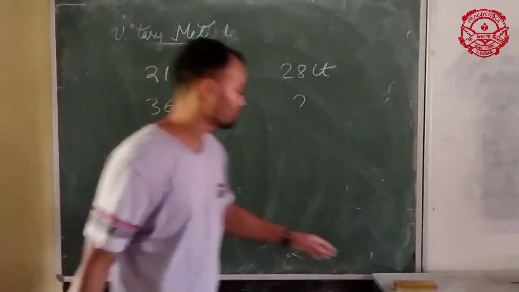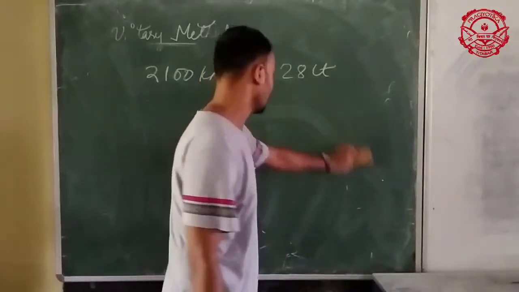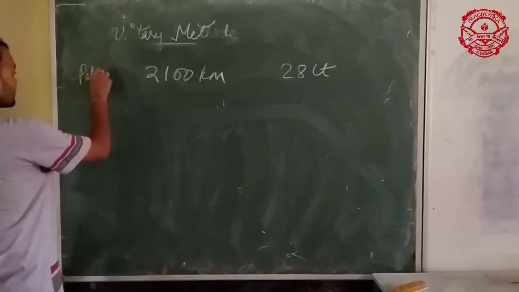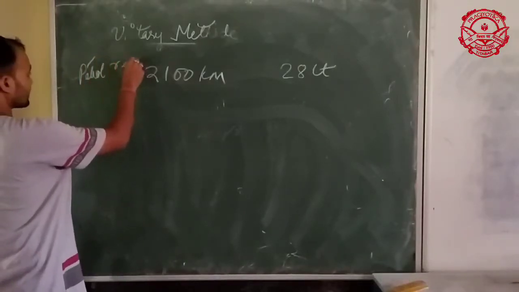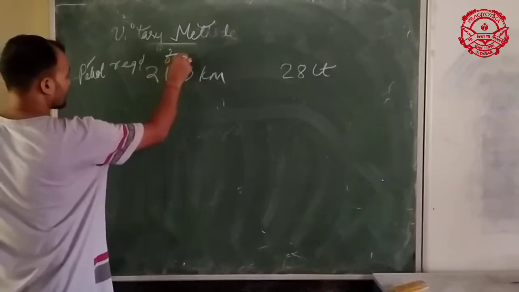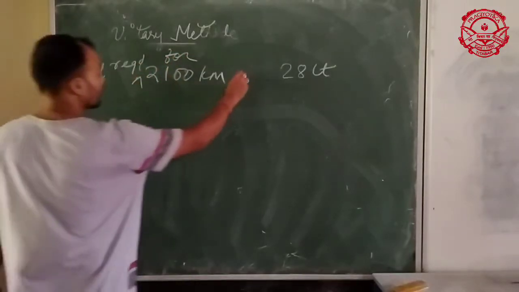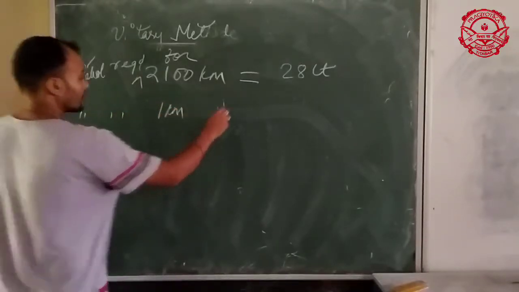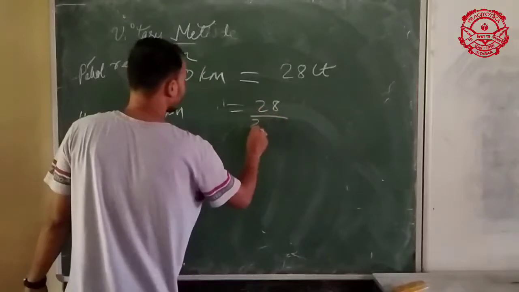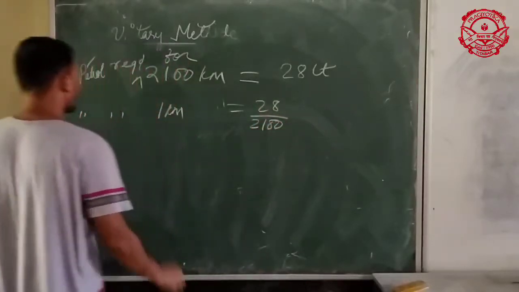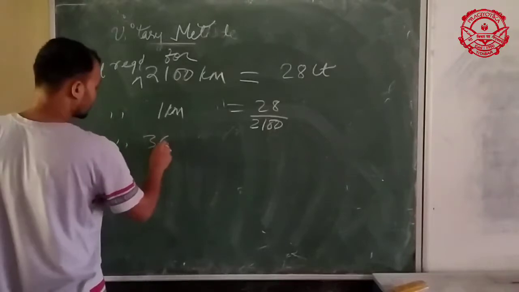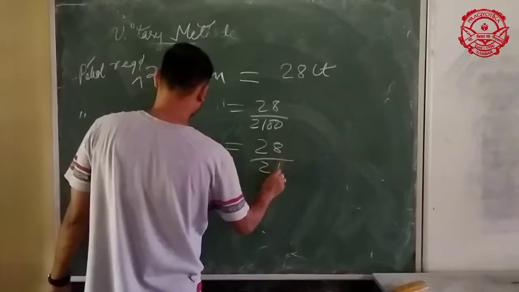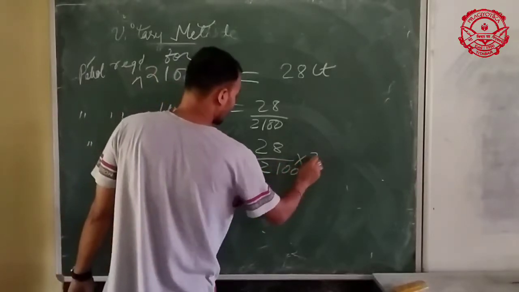I am writing this. You write like this: petrol required for 2100 kilometer equal to 28 liter. Therefore, petrol required for 1 kilometer equal to 28 by 2100. Now, petrol required for 3600 will be 28 by 2100 into 3600.